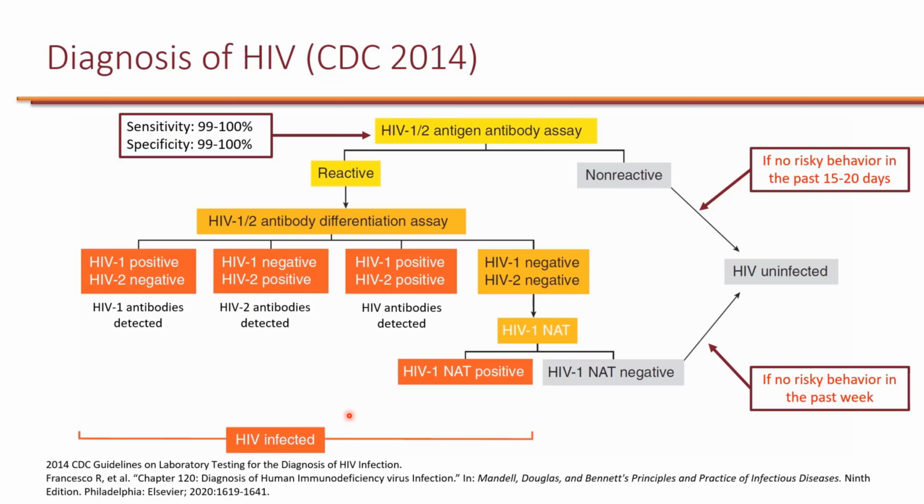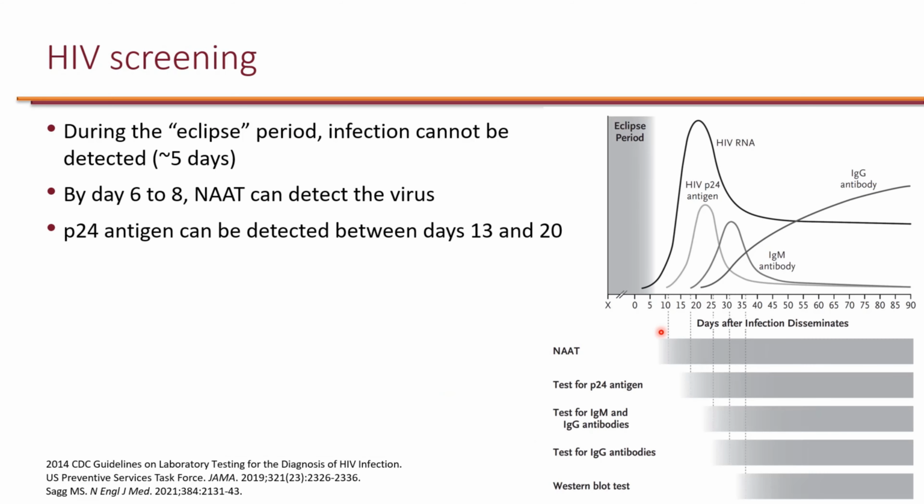The primary reason that this algorithm exists is because these antigen-antibody assays are more affordable than the nucleic acid test. If you're using it for screening purposes, where the majority of patients will be non-reactive, this is a more cost-effective way of screening people. People who test positive will end up with more tests and possibly nucleic acid tests, which are more expensive. Okay, let's take a look at HIV serology.